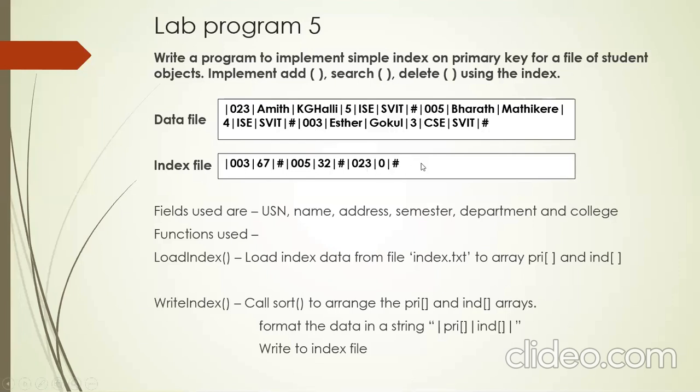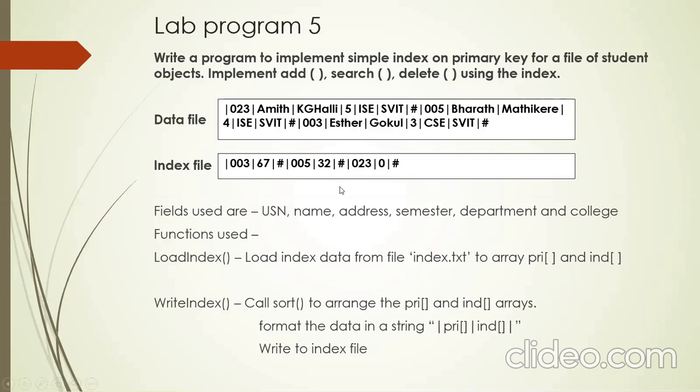You can observe here that as and when the records are added, they are just added to the data file. The contents are just added here, and the index file data are sorted and stored. So 003 first, and then 005, and then 023, and so on. So the data file is sequentially arranged. The index file is sorted and written to the index. The content is sorted and written here.